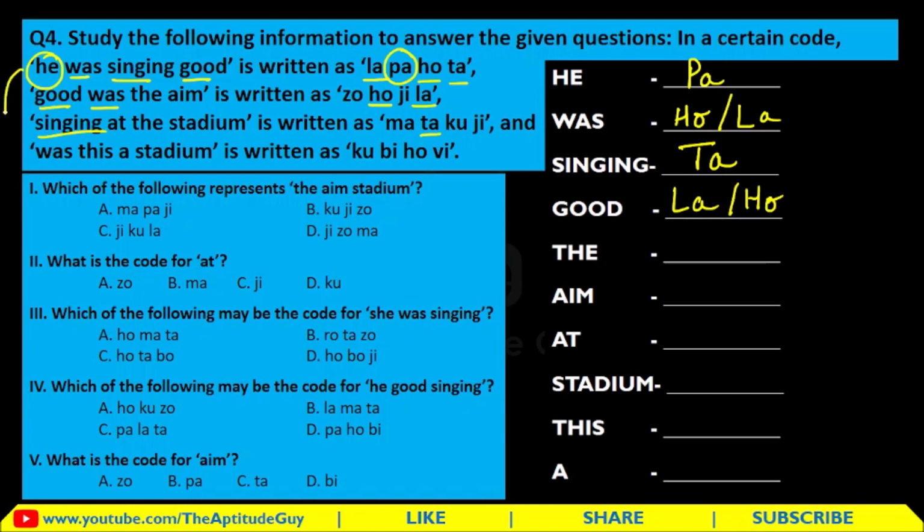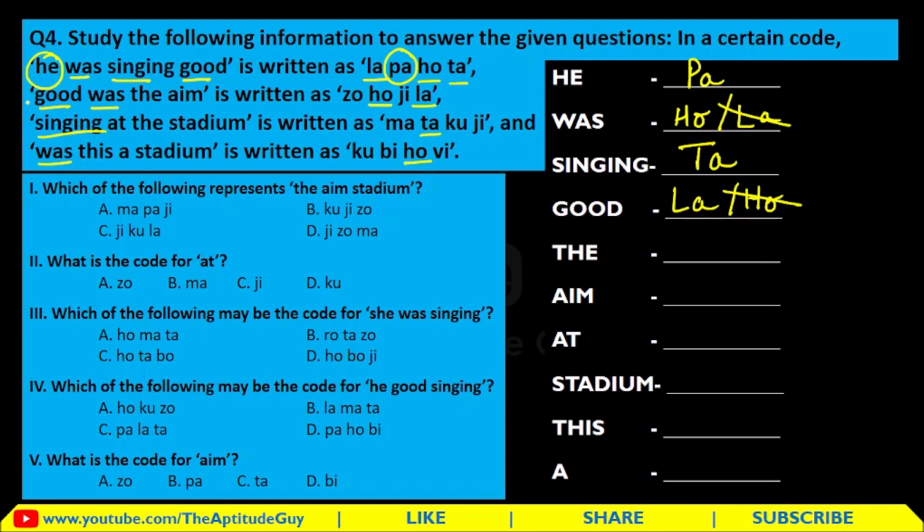Now we do 1 and 4. He was singing good. Was this a stadium? Of course, was is common. We know that was is either ho or la. Do we have any of those here? Yes, we have ho. So was is definitely ho, good is definitely la. Everything done with the first one, no need to touch that again.